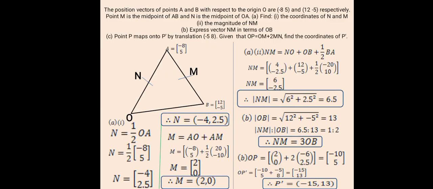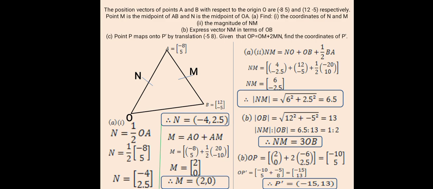The position vectors of points A and B with respect to the origin are (-8, 5) and (12, 5) respectively. Point M is the midpoint of AB and N is the midpoint of OA. A. Find 1. The coordinates of N and M. 2. The magnitude of NM.